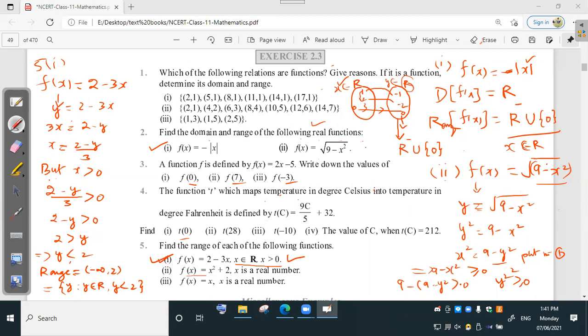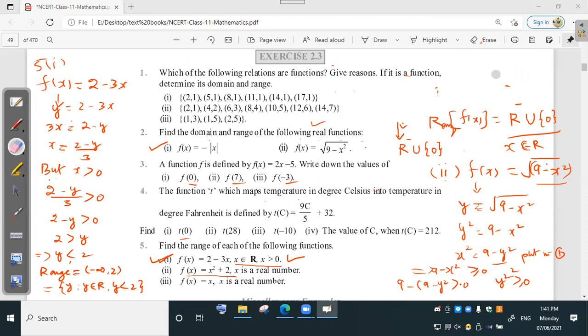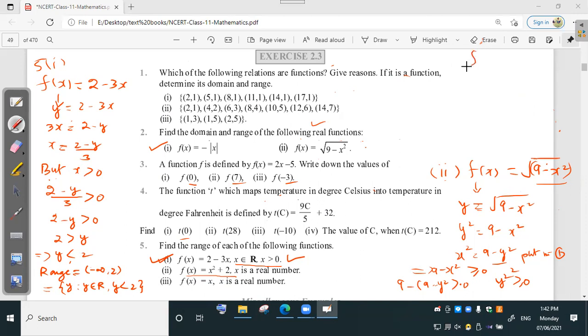Like this, you can find the range, but it depends on the function. Here you can see x square plus 2, and x square is always greater than or equal to 0. You know that. First of all, you should see what the value of x is, for finding the domain, and accordingly you have to put the value of y instead of x and check what the range of that value is. So for example, this is f(x) equal to x square plus 2, and they have not given any condition, x belongs to real numbers.